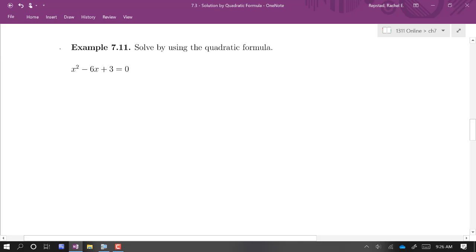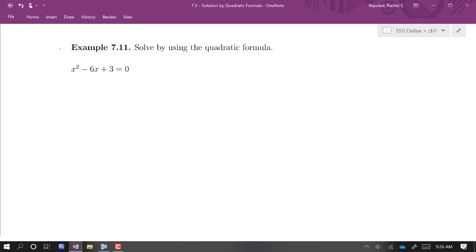Alright, so now we're just going to solve some equations by using the quadratic formula. Usually, most of the time I wouldn't choose the quadratic formula because, well, first of all, completing the square is just really enjoyable. So I usually like to complete the square. There are some cases where using the quadratic formula is just more convenient. So we're going to start here.